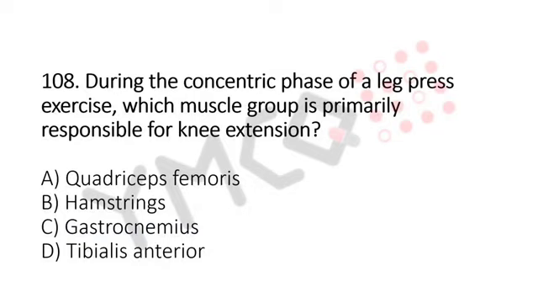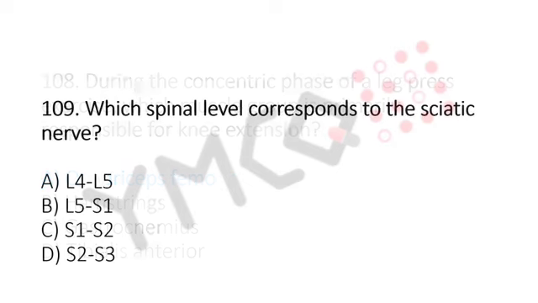Now let's move to question number 108. During concentric phase of the leg press exercise, which muscle group is primarily responsible for knee extension? Option A, quadriceps femoris. Option B, hamstring. Option C, gastrocnemius. Option D, tibialis anterior. And the answer is option A, quadriceps femoris.